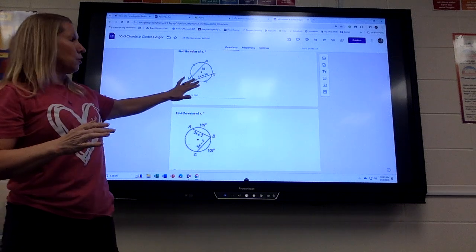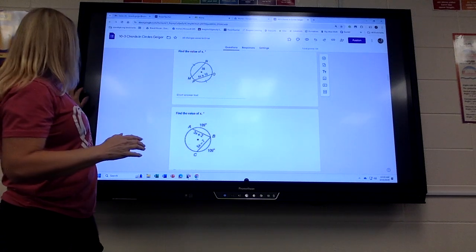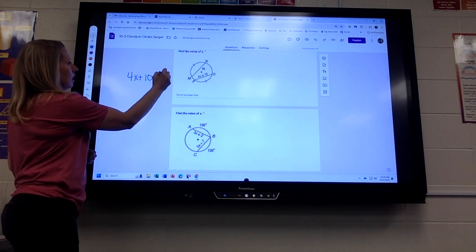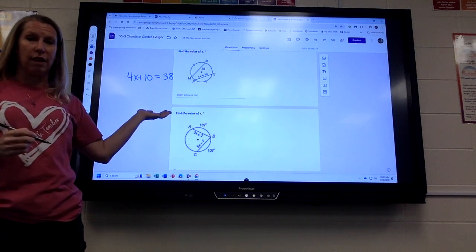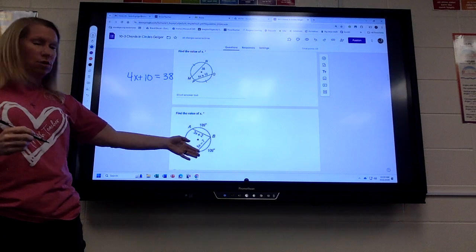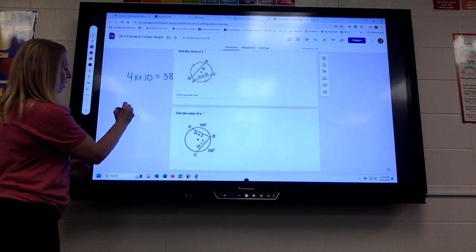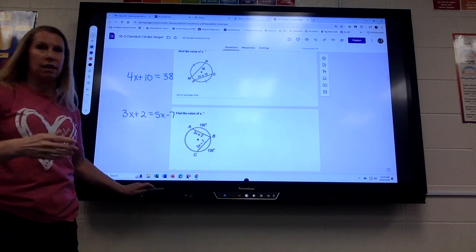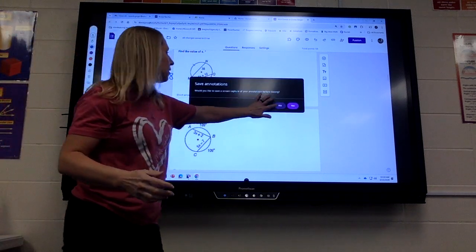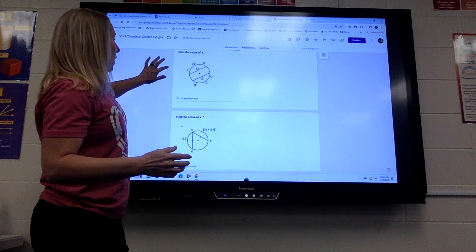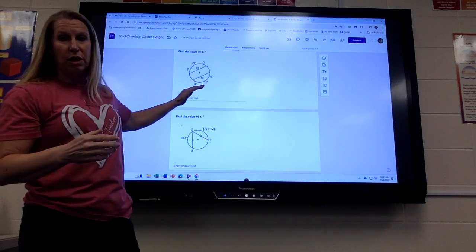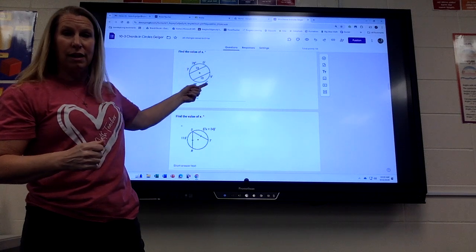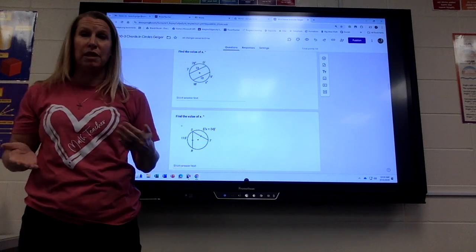On these, since the two arcs are equal, that means the two chords are equal. So just put them equal to each other and solve for x. Same with this one, since the two arcs are equal, the two chords would be equal. So 3x plus 2 equals 5x minus 7, and then solve for x. This one, since the two chords are equal, then that means the two arcs are equal. So if that arc is 79, x would also be 79.